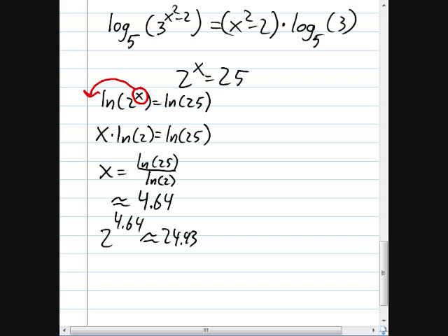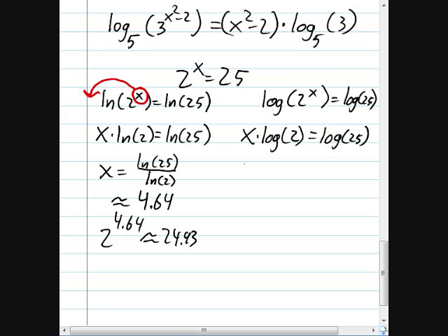So I chose to use the natural log. Well, I could have used the common log to solve the same equation. I could have taken the common log of both sides of the equation. Then I could have used the same property to bring the x out in front of the common log, because again, that property works for logs of any base. Just like in the previous example, I could have divided both sides by the constant that's multiplied times the x. In this case, it's log of 2. And if I type this into my calculator, I find that it is also approximately equal to 4.64. Which is surprising because the log of 25 does not equal the natural log of 25, and the log of 2 does not equal the natural log of 2. But it turns out that the ratios are equal.